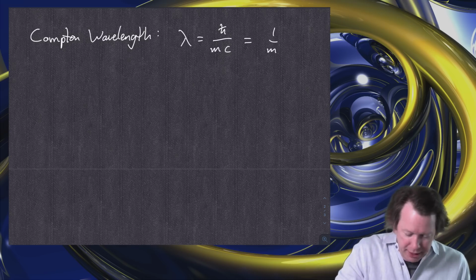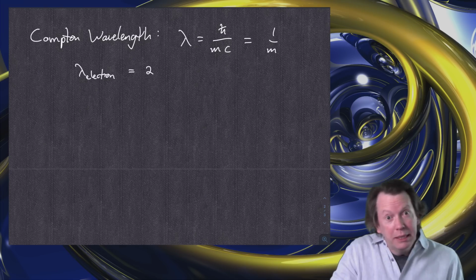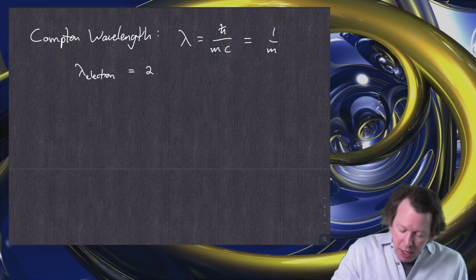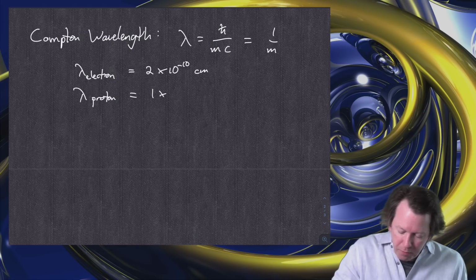First, let me tell you what the number is. So the number for an electron, the Compton wavelength, is about, I'm going to give you one significant figure, so thank me for this, 2 times 10 to the minus 10 centimeters, whereas for a proton, the Compton wavelength is about 1 times 10 to the minus 13 centimeters.